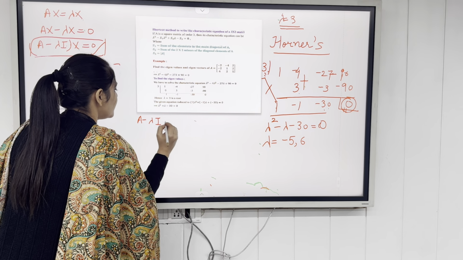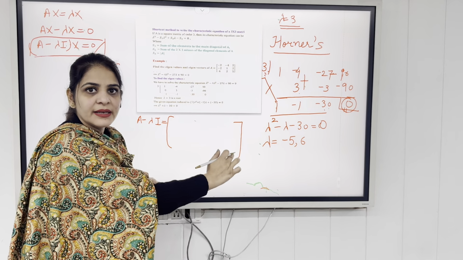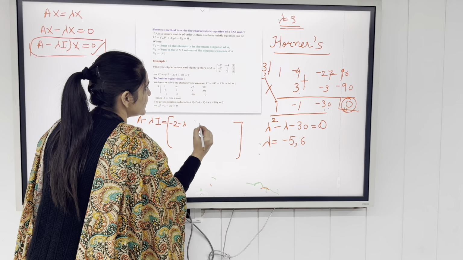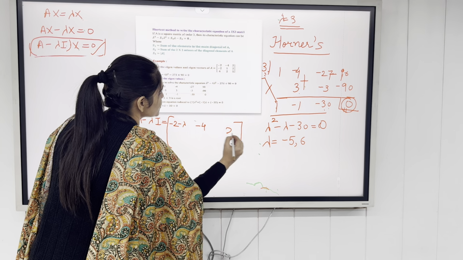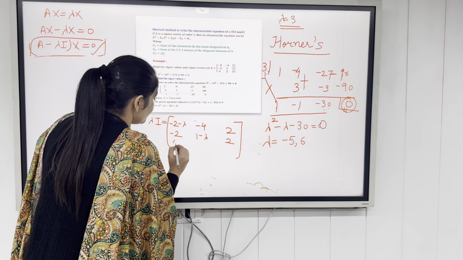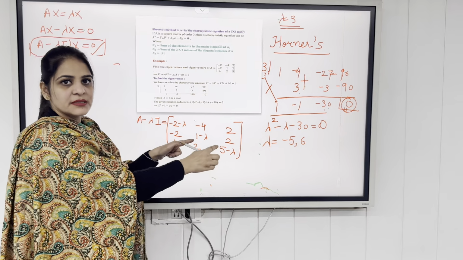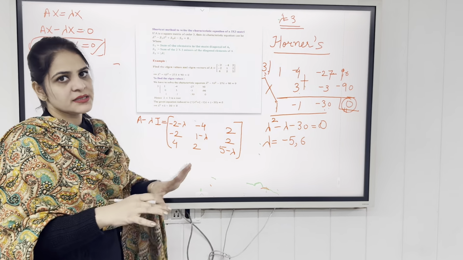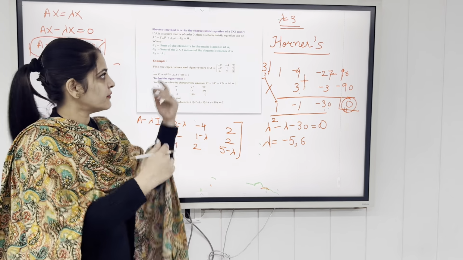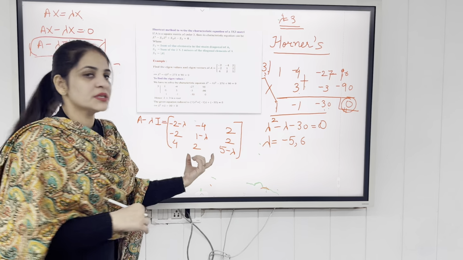As we have already talked about, this subtraction will only affect the diagonal elements, right? So the remaining elements will be the same: minus 2 minus lambda, minus 4, 2; minus 2, 1 minus lambda, 2; 4, 2, 5 minus lambda. You can easily observe only the diagonal elements are affected. The remaining ones are the same. I have written A minus lambda I here because for each and every eigenvalue, when finding the eigenvector, we use this term, fine.